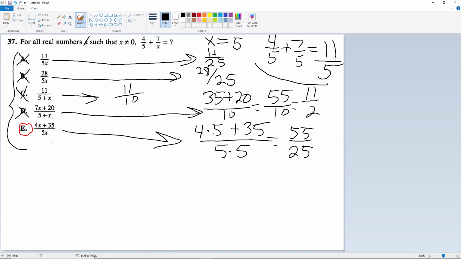So again, the first one, A, we came out to 11/25. That is not 11/5. B, we came out to 28/25, not 11/5. C is 11/10, which is not 11/5. D is 11/2, which is not 11/5. And E, we can divide top and bottom by 5. 55 divided by 5 is 11. 25 divided by 5 is 5. 11/5. So E was the only one that worked when I plugged in x equal 5.